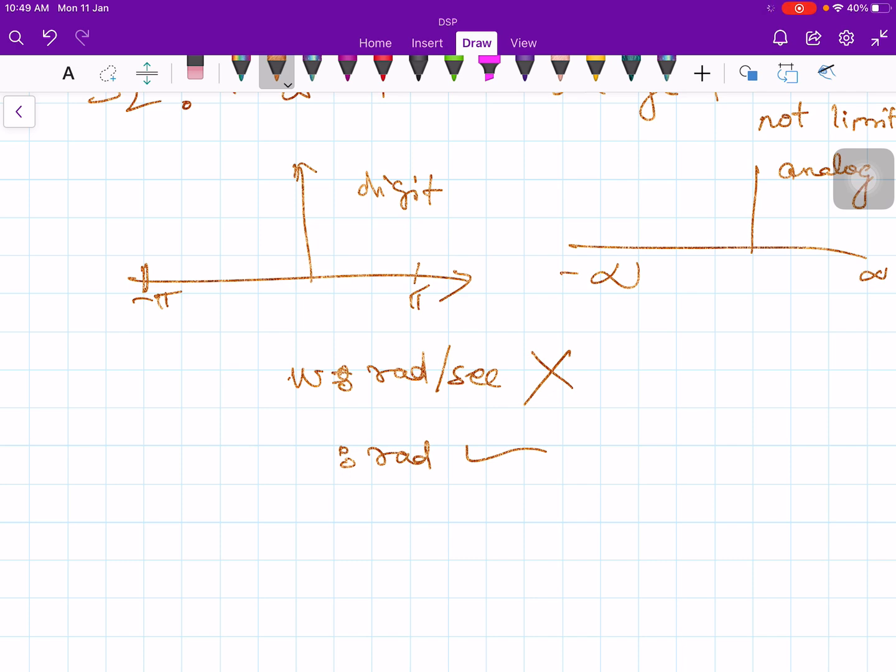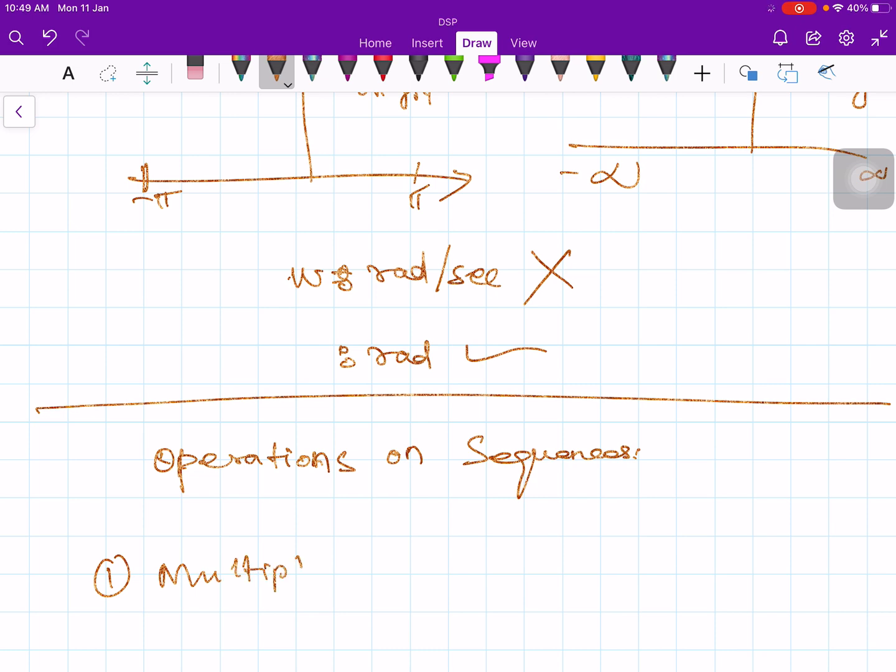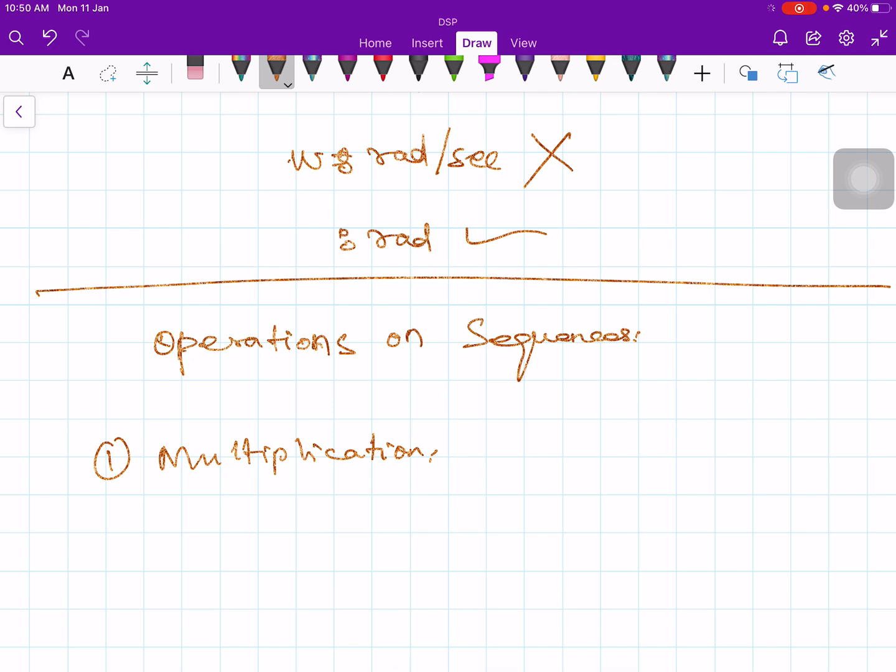Now digital signals are subject to some operations that we will see now. So let us talk about some operations on sequences. What are the operations that one can do on digital signals? The first operation that we are going to look at is multiplication. If a sequence x of n is multiplied by another sequence, let's say y of n, to form a new sequence, let's say that sequence is called w of n.